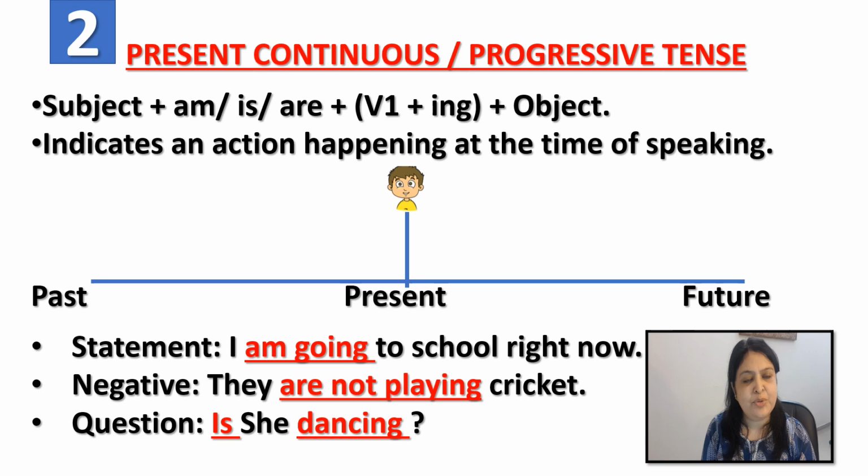Statement: I am going to school right now. अभी जब मैं बात कर रही हूँ तब मैं स्कूल जा रही हूँ. Right now indicates that the time of action is right now, is happening just now. Negative: they are not playing cricket in the garden. Question: is she dancing?